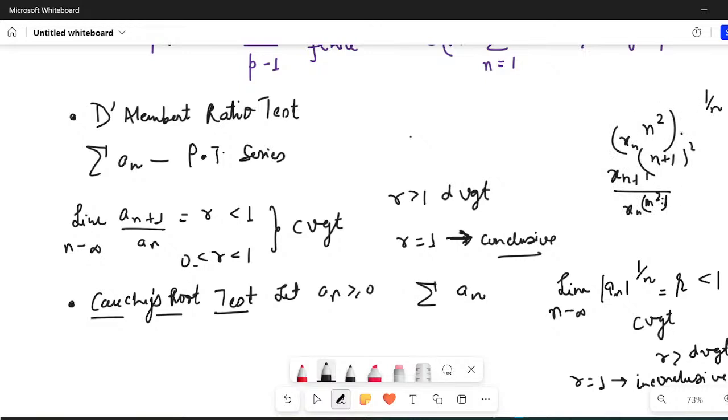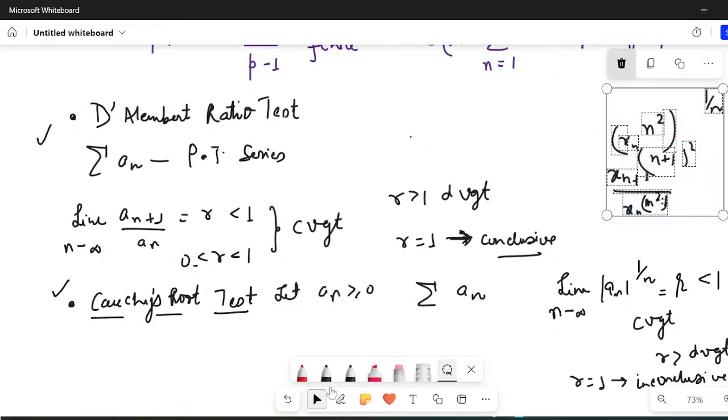So whenever you have such things where you have power of n square, try to use root test instead of using ratio test. This is one of the pieces of advice that I have for you. Now let us do a few questions, and then we'll think of some different ones.